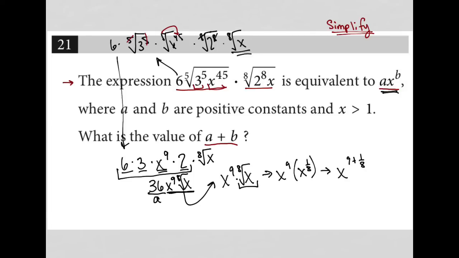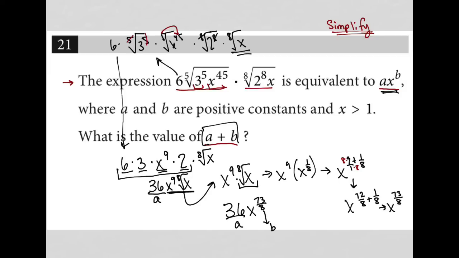In order to add 9 plus 1/8, I need to have a common denominator. So this becomes 9 over 1 plus 1 over 8. I need to have an 8 denominator, so I'm going to multiply by 8 on bottom and on top. So this turns into x to the 72 over 8 plus 1 over 8, which is simply x to the 73 over 8. So putting everything together, I have 36 x to the 73 over 8 power, in which case my a value is 36 and my b value is 73 over 8.